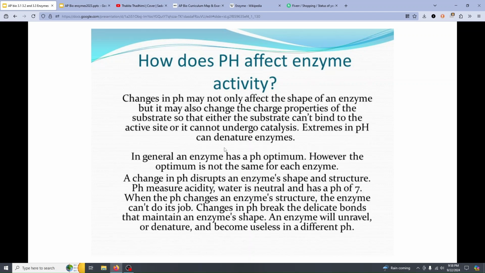You can't have pepsin working well in your mouth. You can't have pepsin working well in your intestine. You can't have trypsin working well in the stomach, and its activity is going to be reduced at pH of 7. So every enzyme has its own specific optimum pH.